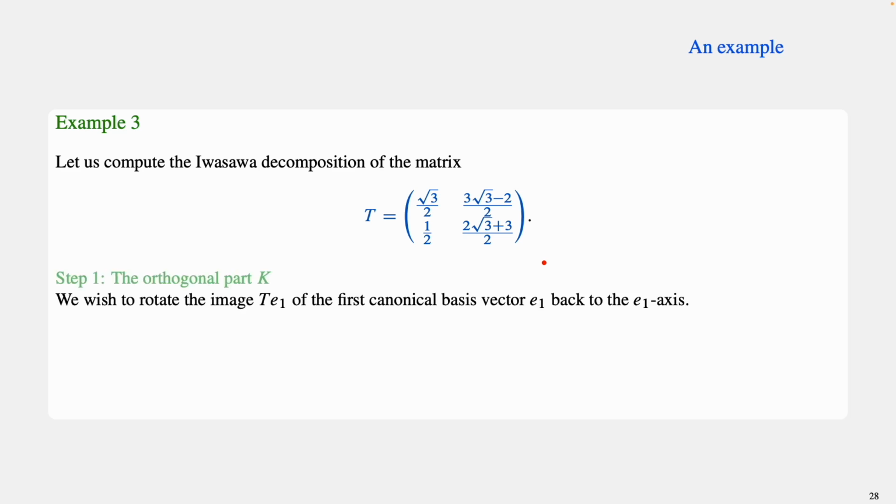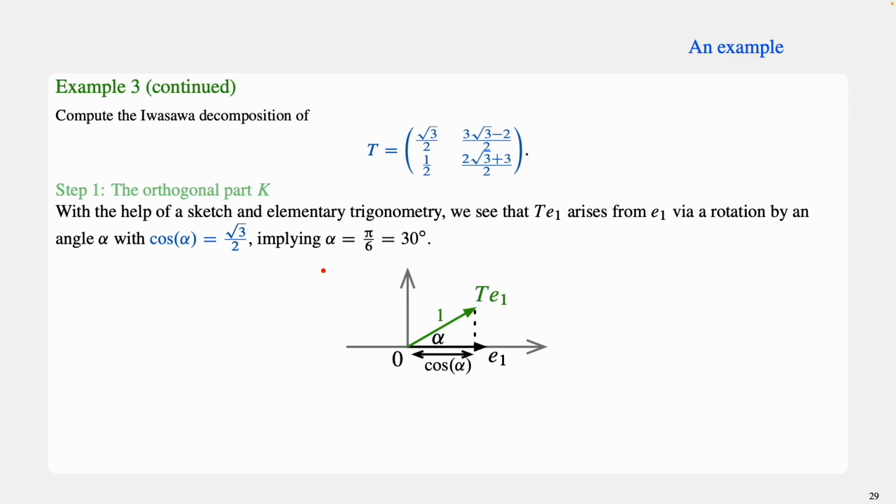Now the first step is to find the orthogonal part. So recall from the proof of the Iwasawa decomposition, what we can do is we can rotate the image of the first canonical basis vector E1, so TE1, back onto the E1 axis. And this is the rotational part that we want to have. Okay, what we do, we first compute what this image actually is. So we just take the first column of T, because that's T times E1. And if we compute the norm of this vector, then we find that conveniently it has norm 1. So that makes life a little bit easier. And what we do with this, we draw a little sketch.